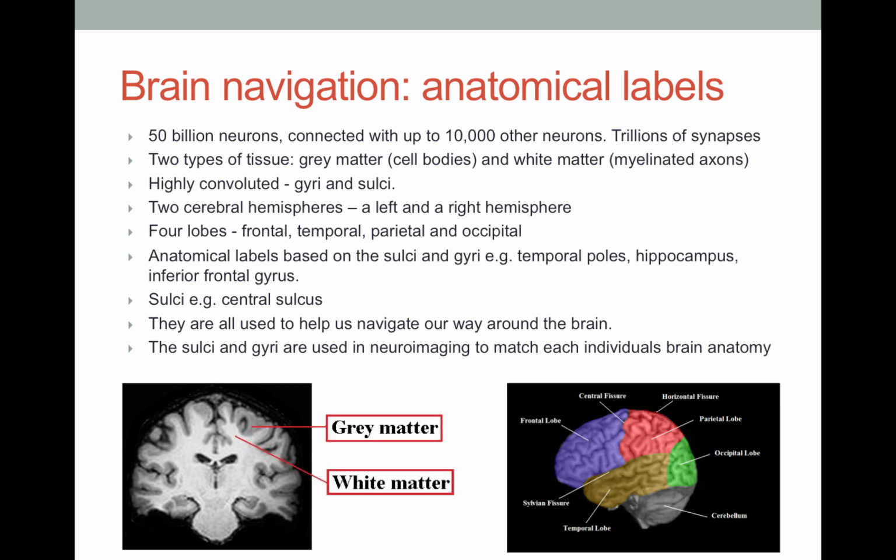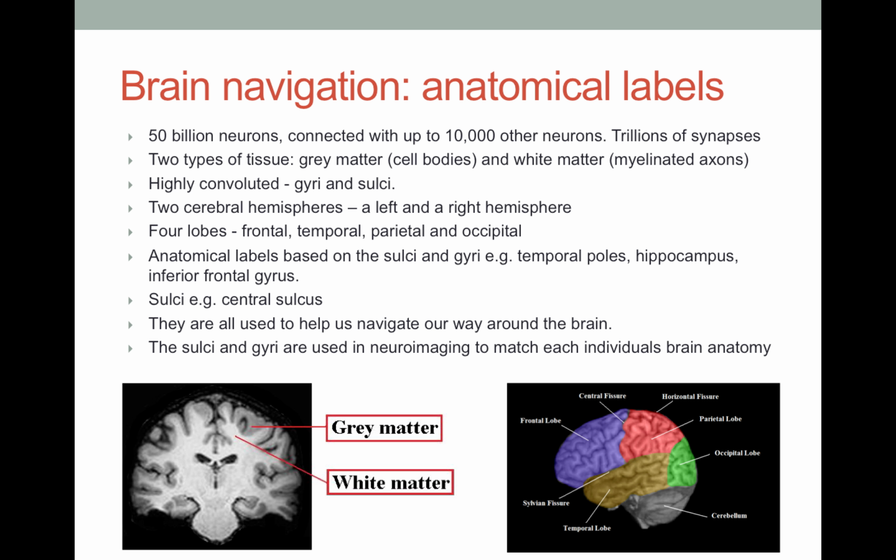The brain is extremely complicated. We know by now that it consists of about 50 billion neurons, each of which can be connected with up to 10,000 other neurons. The amount of synapses in the brain therefore reaches the trillions. The brain itself we can think of as being composed of two types of tissue, grey matter and white matter. The grey matter consists of the cell bodies, which are the neurons, and the white matter contains the myelinated axons that connect with other neurons in the brain.